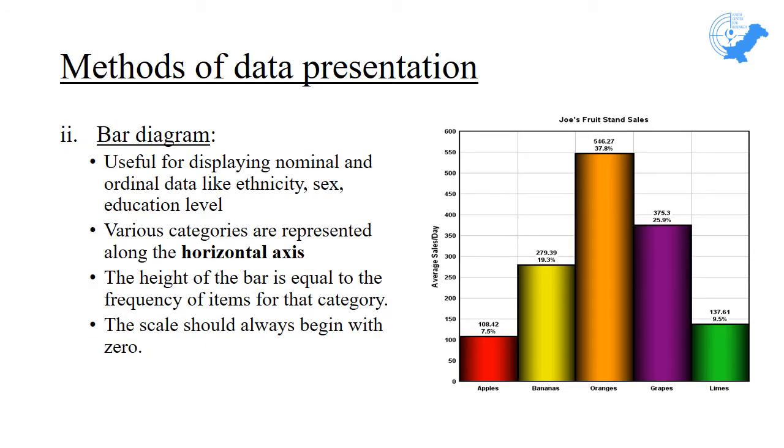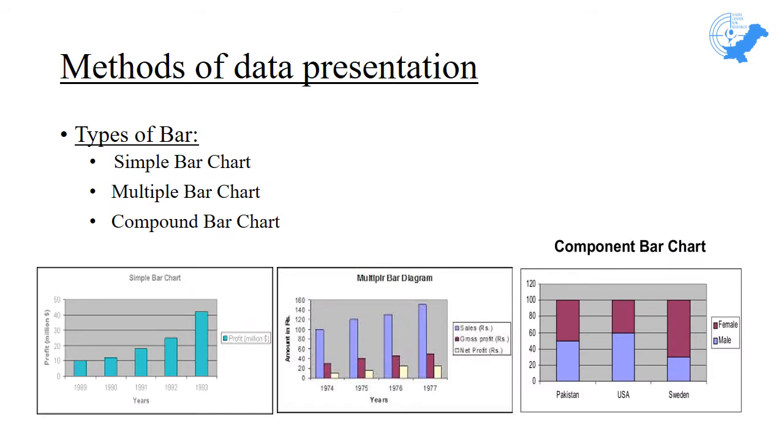The second method for categorical data is the bar diagram. It is useful for displaying nominal and ordinal data like ethnicity, sex, educational level. Various categories are represented along the horizontal axis. The height of the bar is equal to the frequencies of the item for the category. The scale should always begin with 0. And here is an example of a bar diagram.